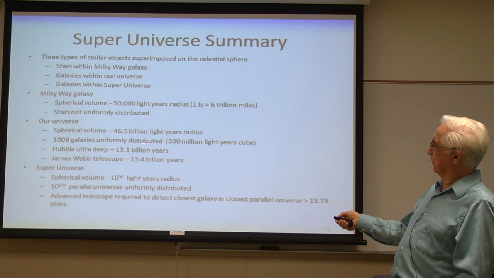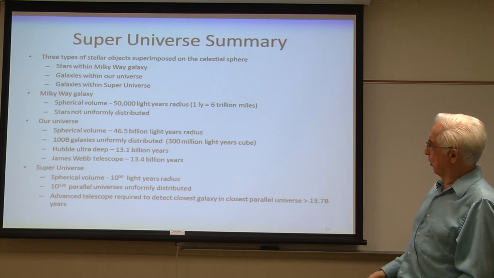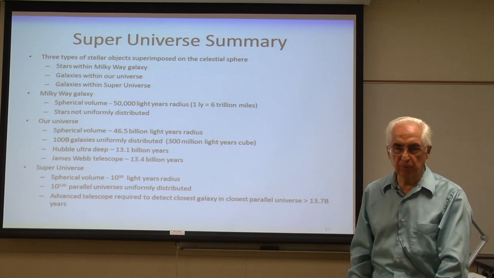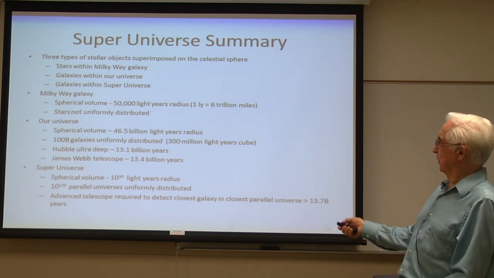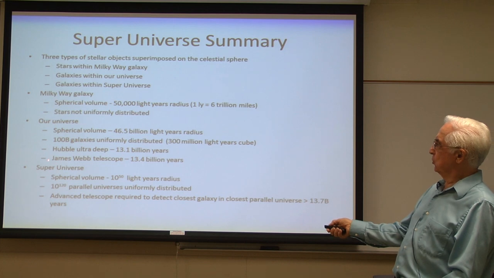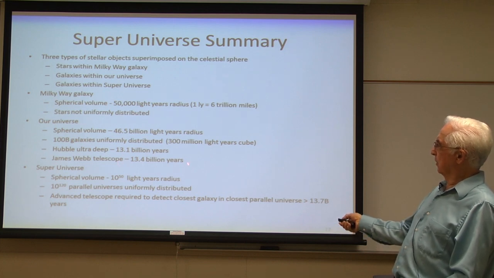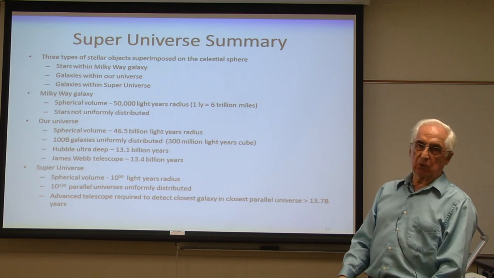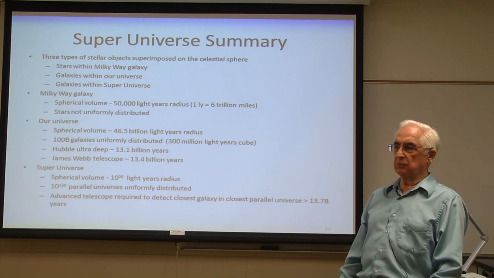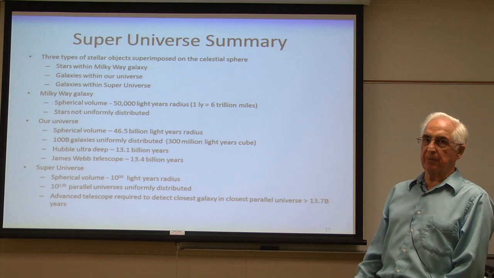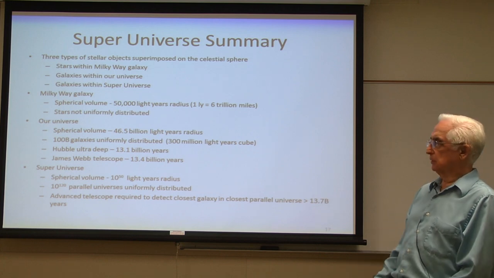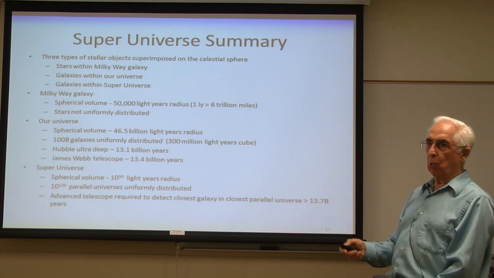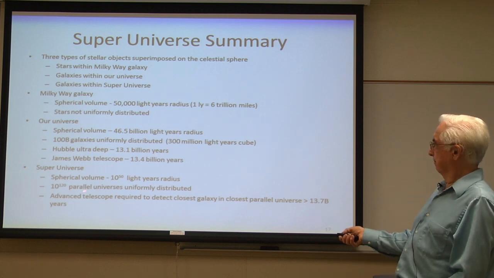The Hubble Ultra Deep Telescope is currently measuring galaxies as far away as 13.1 billion years. That is almost to the edge of our universe, which is 13.7 billion years. In the future, the James Webb Telescope will be able to measure galaxies that are 13.4 billion years old. Hopefully, we will detect those first generation stars, the population three stars, and their collapse to neutron stars or quark star matter.